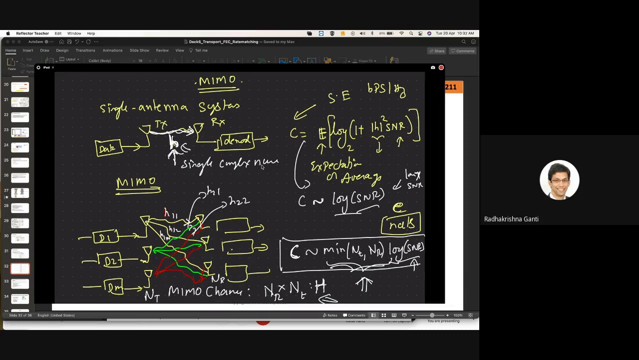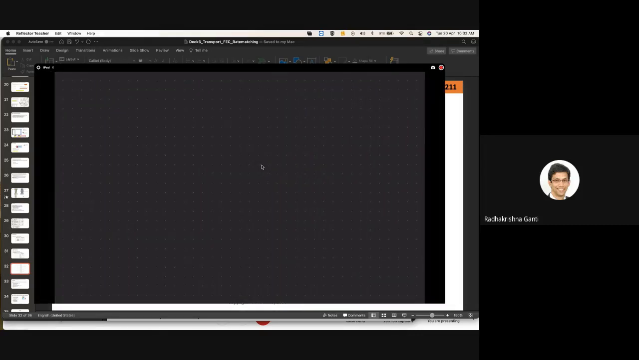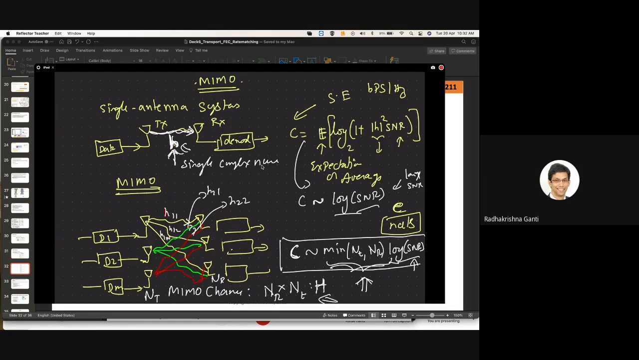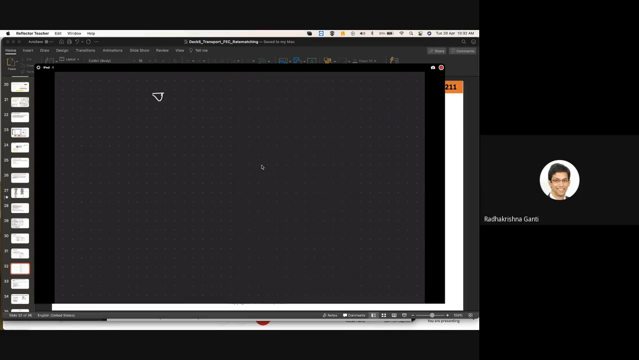Okay. So let us take a 2x2 system and write an equation for this system so that we understand how we can write this equation. I'm just going to call this H11. H11 is the channel from the first antenna to the first antenna. H12, H21, H22.